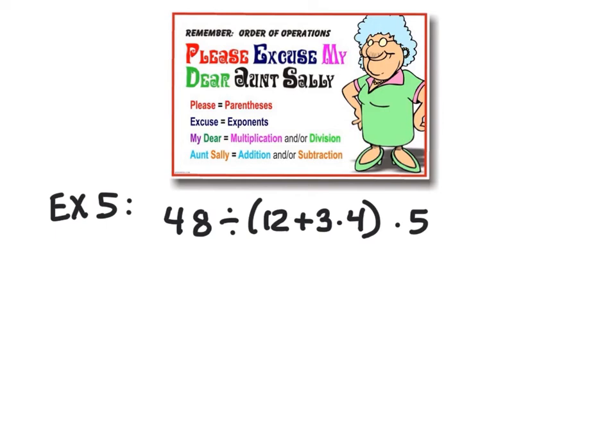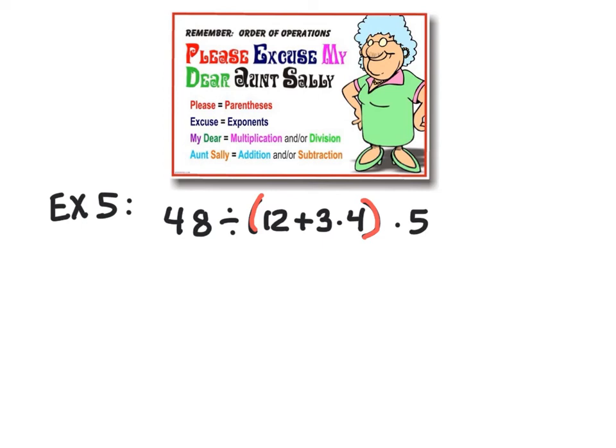Okay, here's example 5. Go ahead and copy it down. Now, what do you notice that we have in this one that we haven't had so far? That's right, we have parentheses. Okay, right here. So the please excuse my dear Aunt Sally, please equals parentheses. So we always work out what's in a parenthesis first, and in that parenthesis, we would follow order of operations again. So look inside the parenthesis.